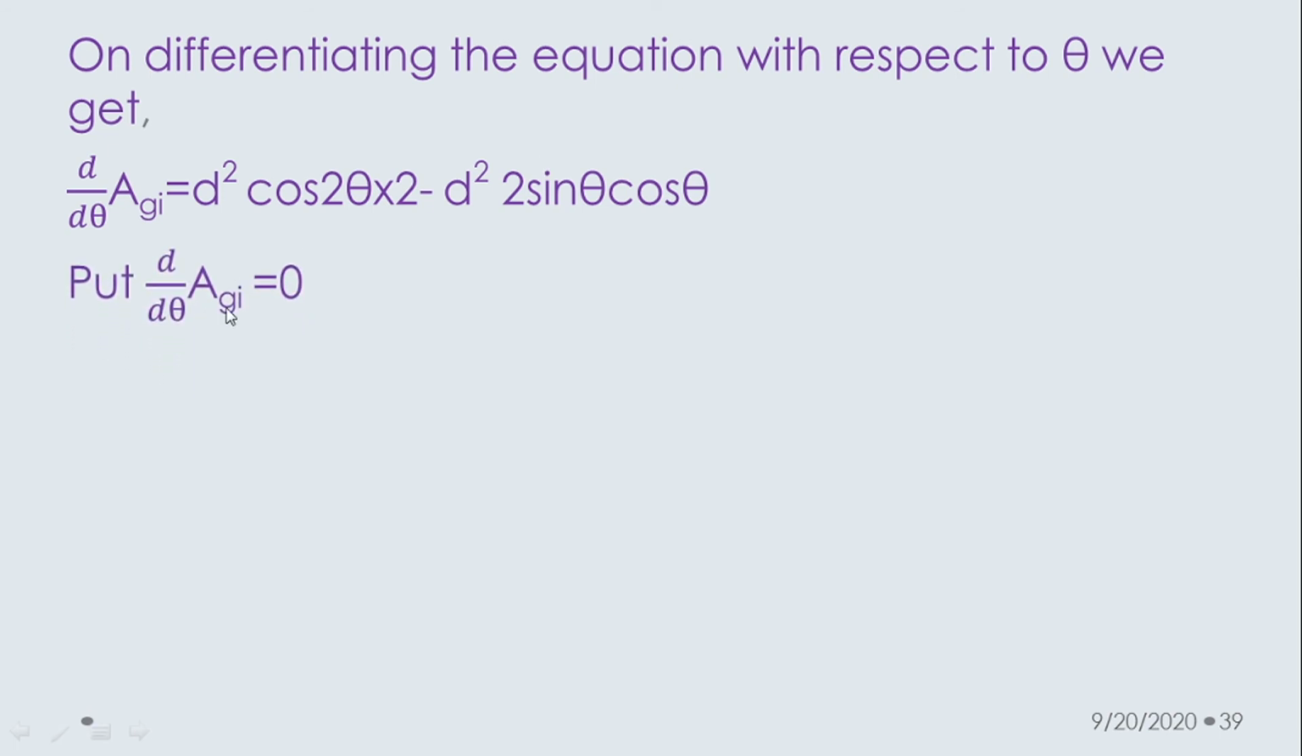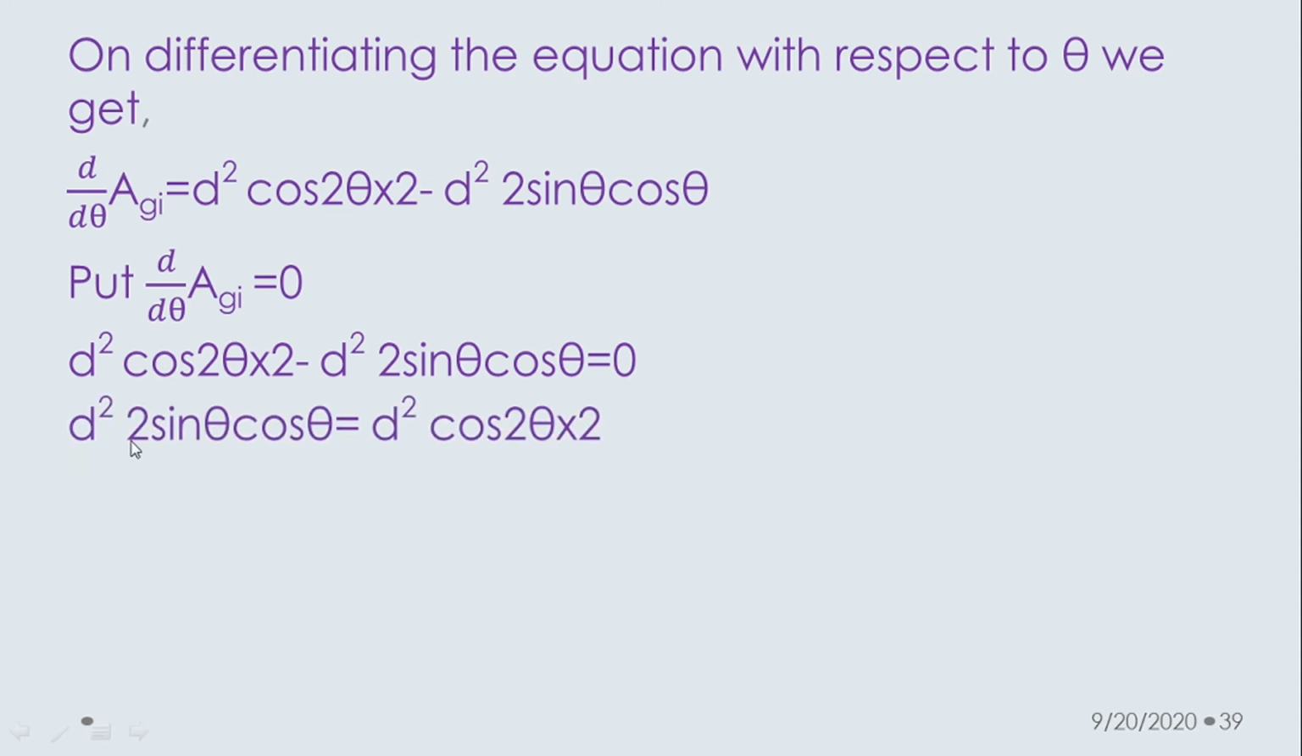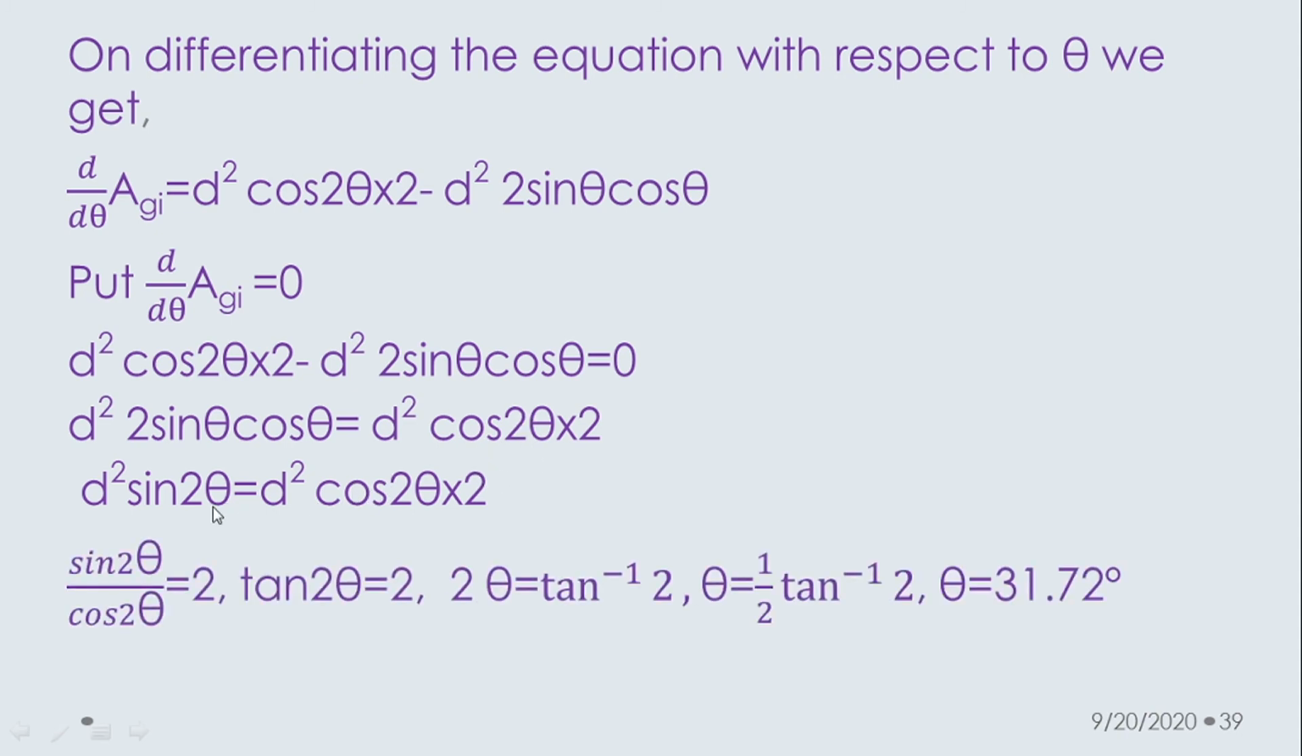So put d by d theta of AGI equal to 0. So d square cos 2 theta into 2 minus d square 2 sin theta cos theta is equal to 0. So that is nothing but d square 2 sin theta cos theta equal to d square cos 2 theta into 2. So d square sin 2 theta equals d square cos 2 theta into 2. Taking the ratio, sin 2 theta divided by cos 2 theta is equal to 2. This 2 will be there because d square and d square get cancelled.